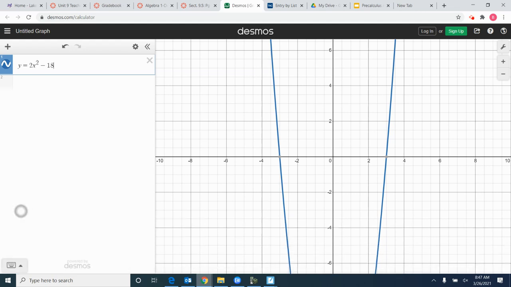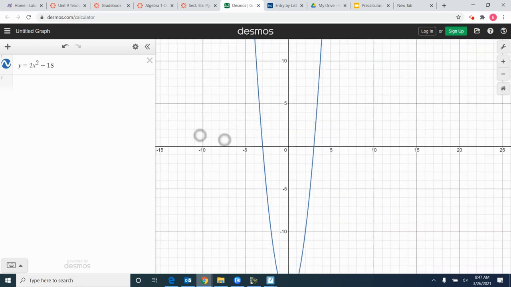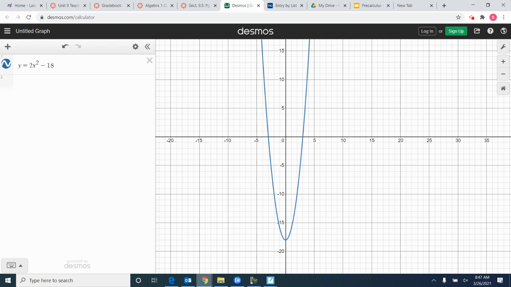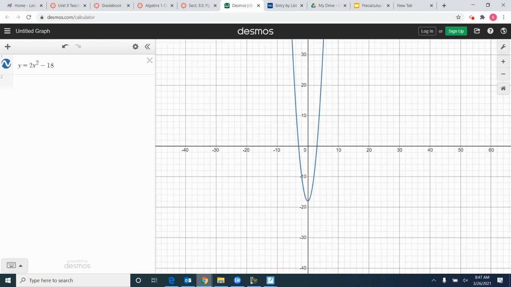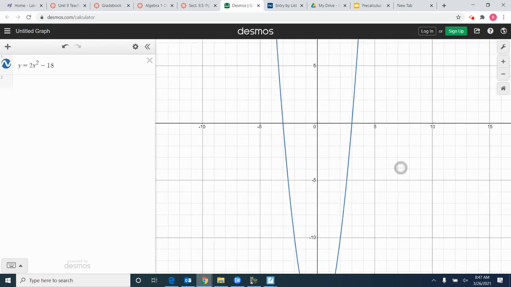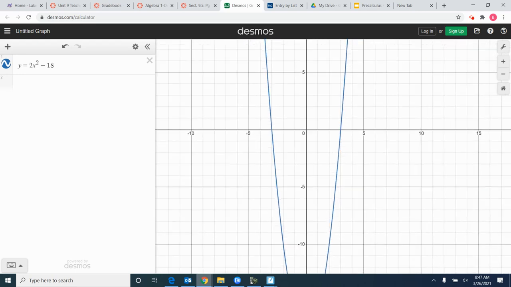Now, if you need to see it all, can I pinch this? It'll change that a little bit. So you can zoom in or zoom out, depending on what you need, and then you can move it over. Well, what are we looking for? It says solve each equation by graphing. What are we looking for? Where are the answers at? That's kind of the hard thing.